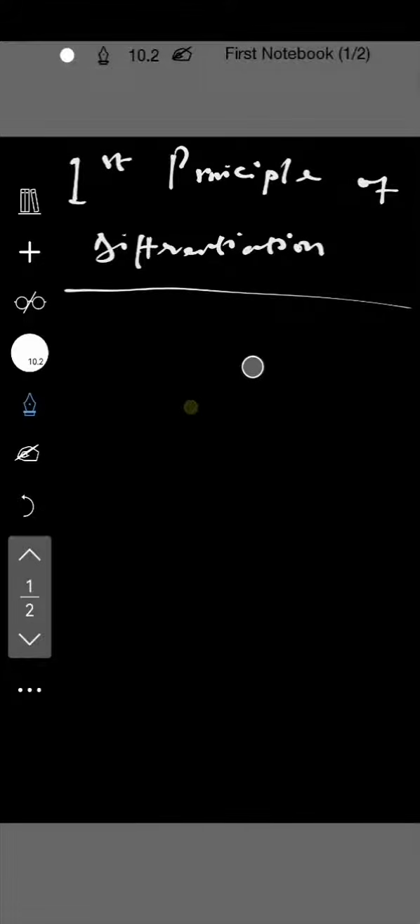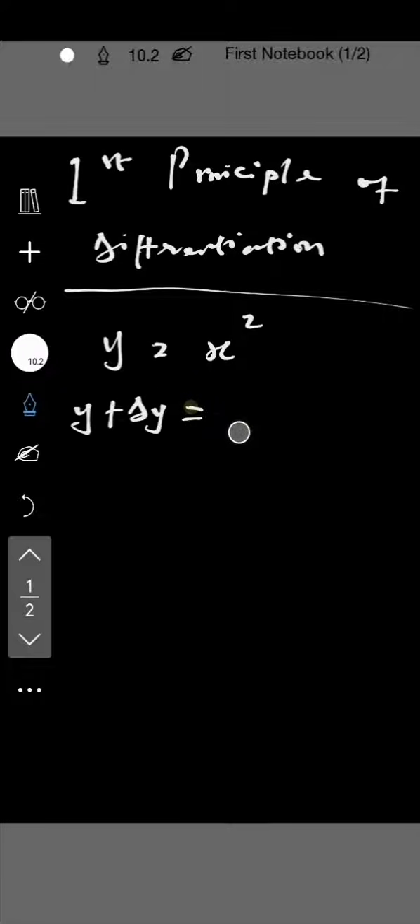So in today's video, we're going to be looking at first principle of differentiation. So let's say y is equal to x squared and we're asked to differentiate this from first principle. Now to do this, what you simply do is add change in y to y. So I'll have y plus change in y.